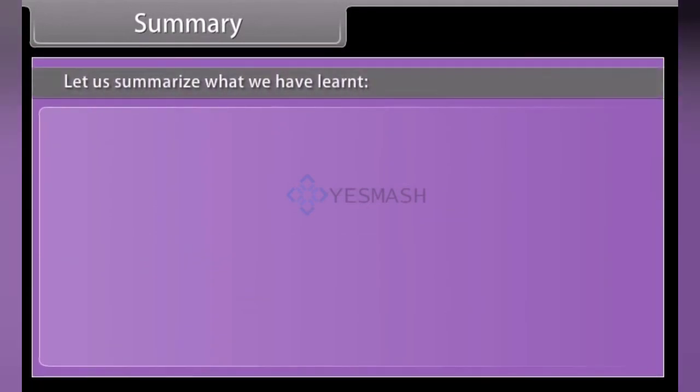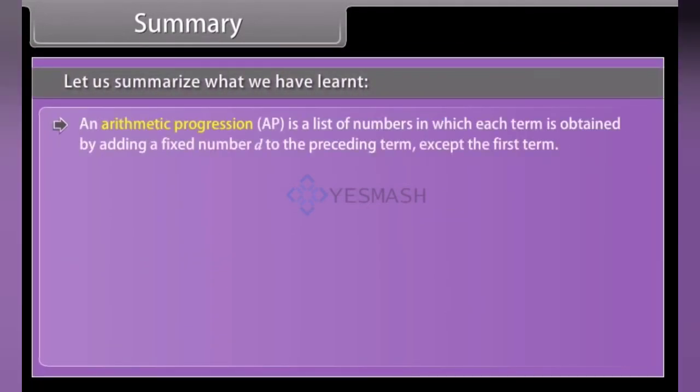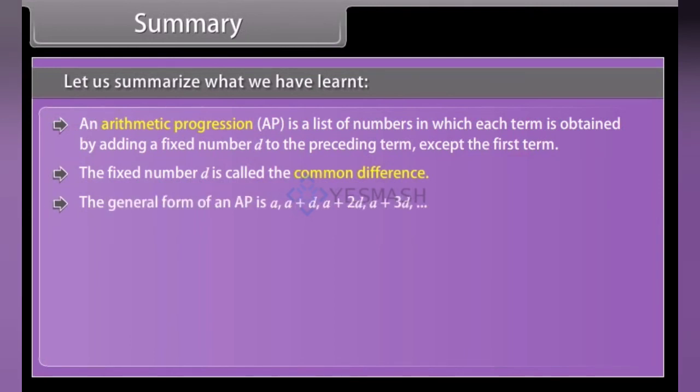Summary. Let us summarize what we have learned. An arithmetic progression, AP, is a list of numbers in which each term is obtained by adding a fixed number d to the preceding term, except the first term. The fixed number d is called the common difference. The general form of an AP is A, A plus D, A plus 2D, A plus 3D, and so on.